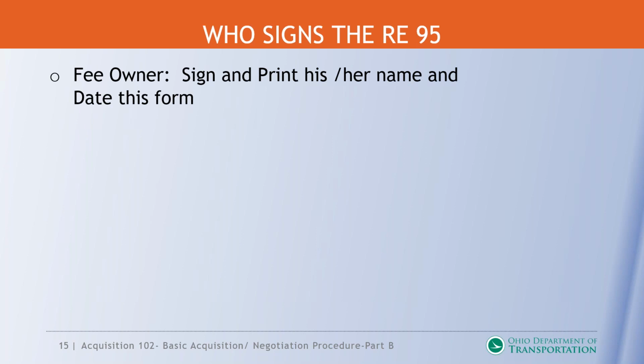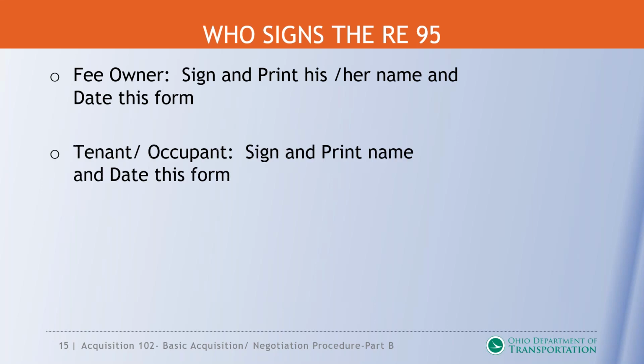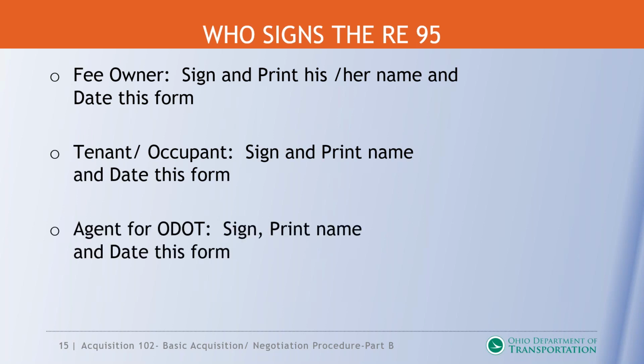Who signs the Re95? The fee owner signs, prints their name, and dates the form. The tenant also signs, prints, and dates the form, and the agent who prepared the form. If you had multiple tenants on one property, then multiple tenants would sign, print, and date the form.